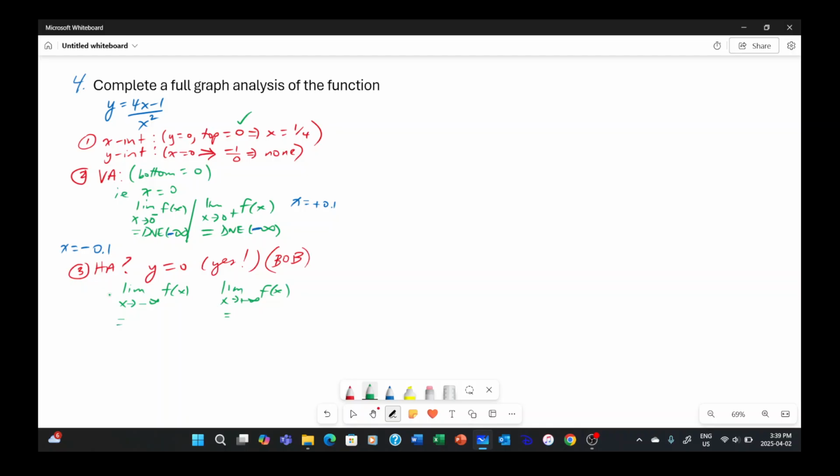Okay, and I think you can see that they're both going to approach zero. So I'm not even doing anything earth-shattering there. But it would be really nice to know whether I'm approaching zero from above or below the asymptote. So here's where you sub in a giant number like 100.